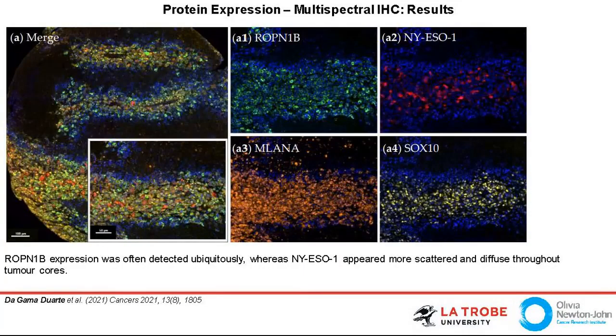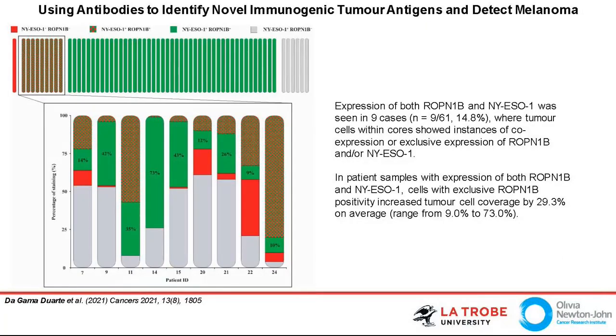And one important thing was to determine whether the same cells were expressing ESO and roprin, and we actually found that often roprin 1b expression was detected ubiquitously, whereas ESO appeared more scattered and diffuse across tumor cores, and that will be important as well when you think of it as a novel therapeutic target.